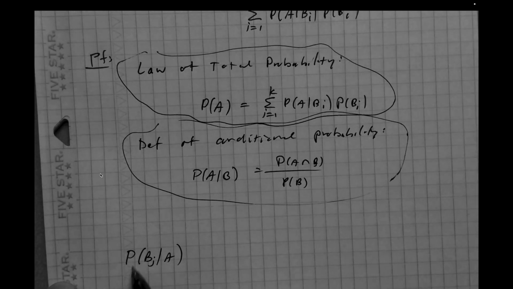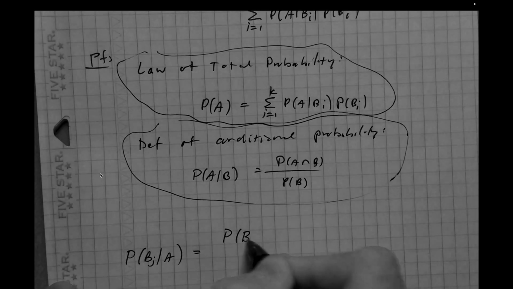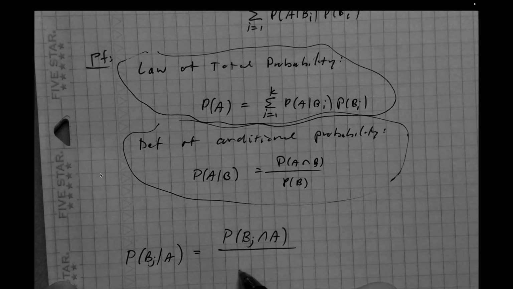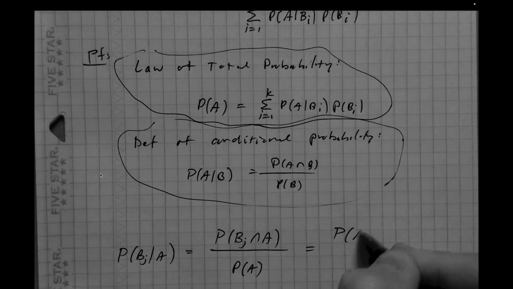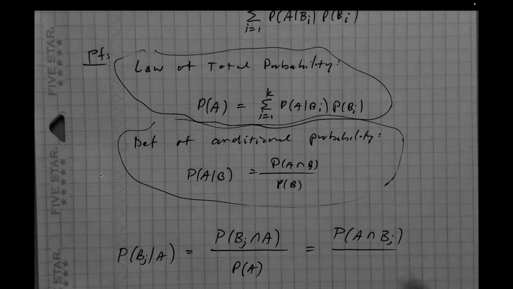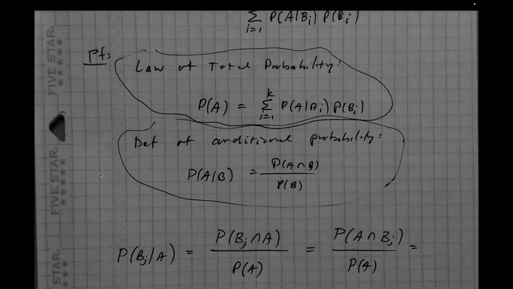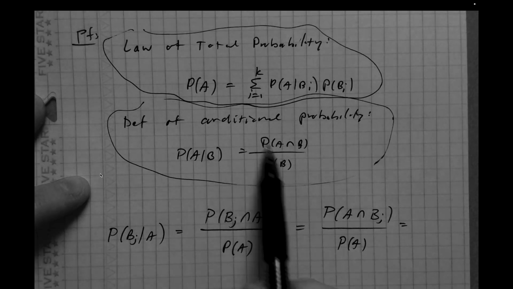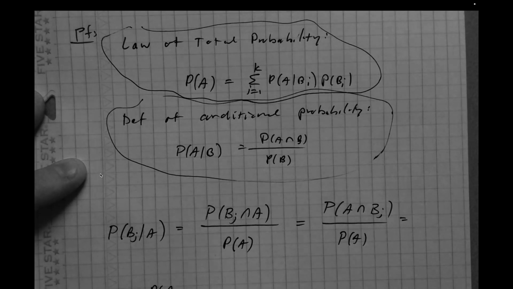Well, just the definition of conditional probability says that this must be equal to the probability of Bj and A divided by the probability of A. Let's write it the other direction, probability of A and Bj, because it's aesthetically nicer to look at. Rearranging this definition a little bit for the intersection piece, we know that it's equal to the probability of A given Bj times the probability of Bj.